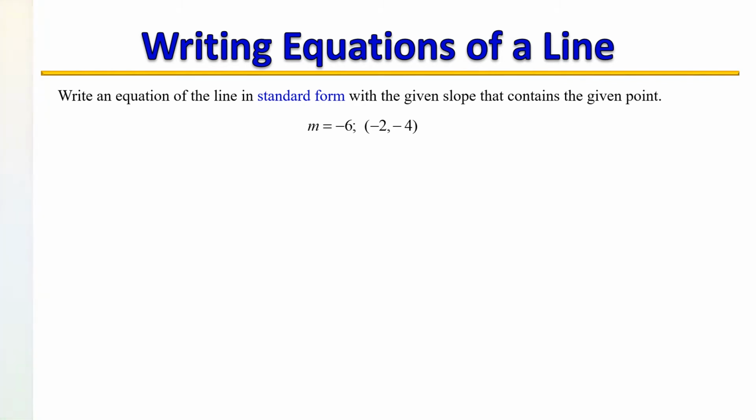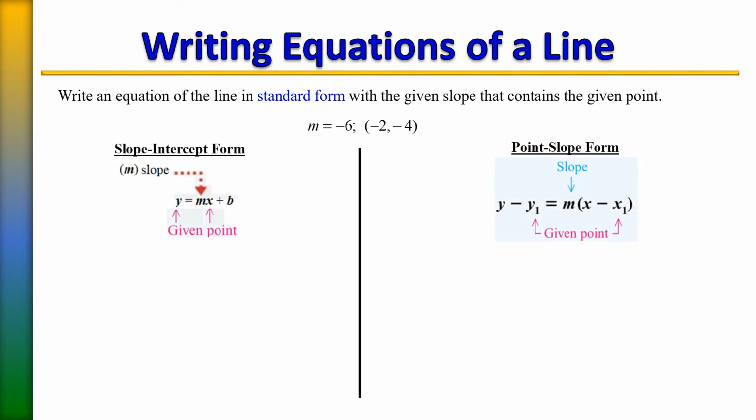In this example, we're asked to write an equation of the line in standard form with the given slope that contains the given point. We are given a slope of -6 and an ordered pair of (-2, -4). Keep in mind we were asked to write our final answer in standard form, so we will have to do some converting toward the end. Whether you're using the slope-intercept or the point form, let's go ahead and begin.